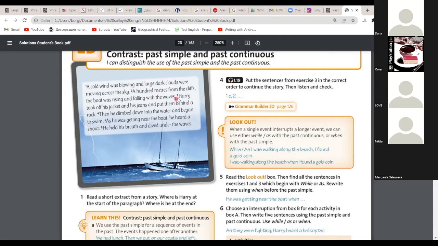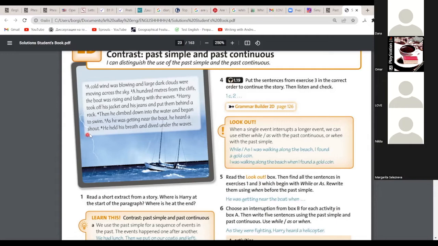Отлично. Amar, что значит he held his breath? Он задержал дыхание. Nikita, how to translate he heard a shout? He heard a shout. Он слушал волны. No, a shout. A shout means a loud noise from a person or an animal. Он услышал крик. Да.